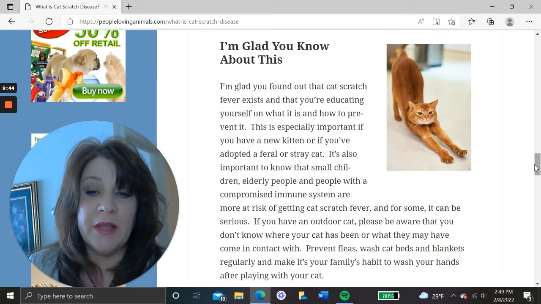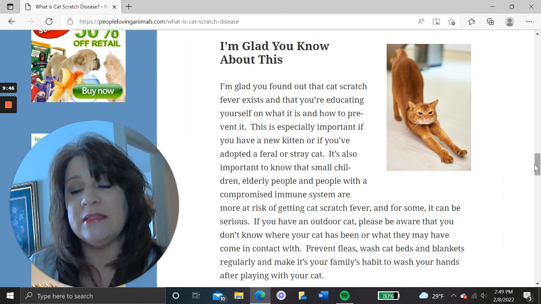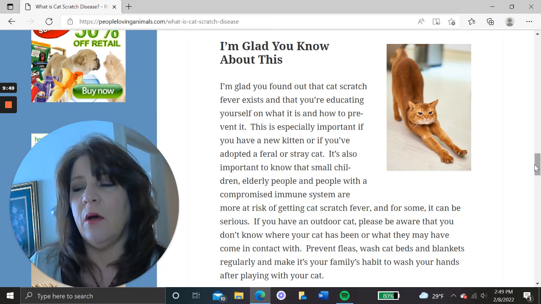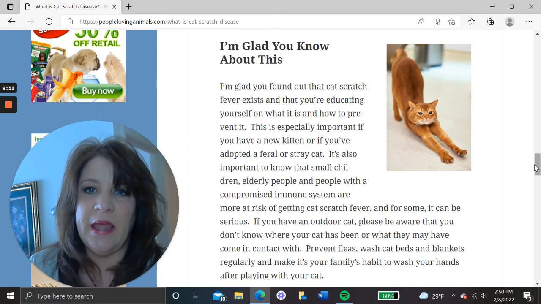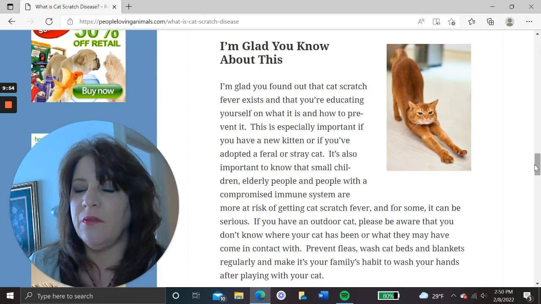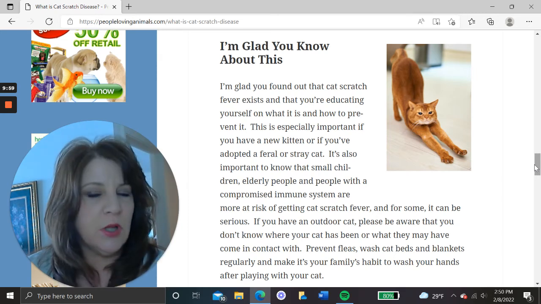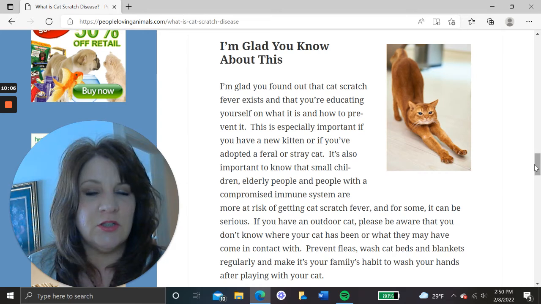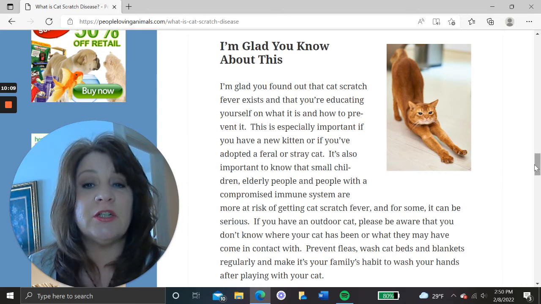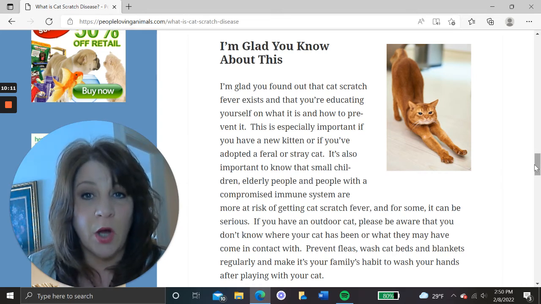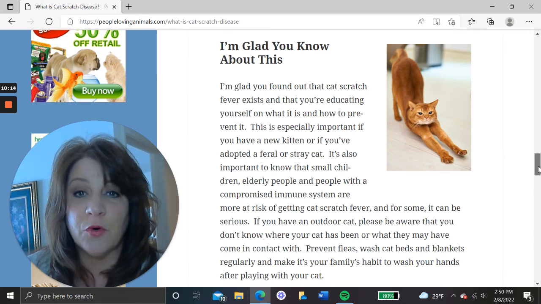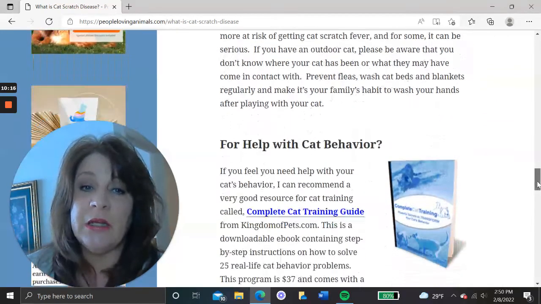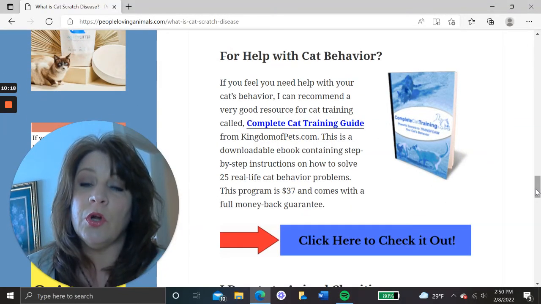Wash their cat beds and blankets regularly, and make it your family's habit to wash your hands after you're done handling or playing with the cat. Okay, just keep in mind that this thing exists, and if your cat is an outdoor cat, he's more likely to get it. The best thing that everybody can do is keep things clean. Everybody's washing their hands regularly. And if anybody gets scratched or bitten, wash it with soap and water immediately, and then pay attention for possible symptoms. And if anybody gets the symptoms, call your doctor.